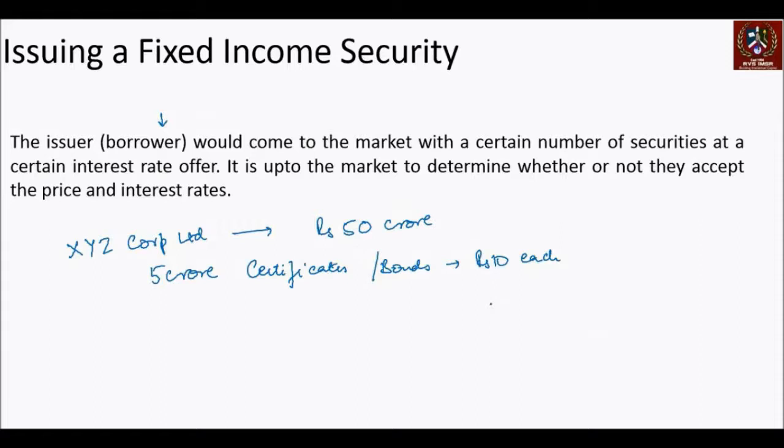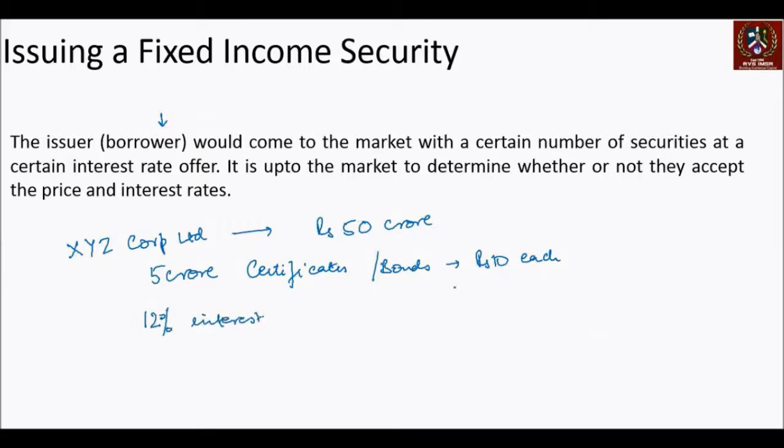They will decide, okay, if I give 8%, will the market take it? If I give 10%, will the market take it? Based on that decision, they will take some market information. There are mechanisms of arriving at this. But let's say they zero down and say we will have to pay 12% interest, right?